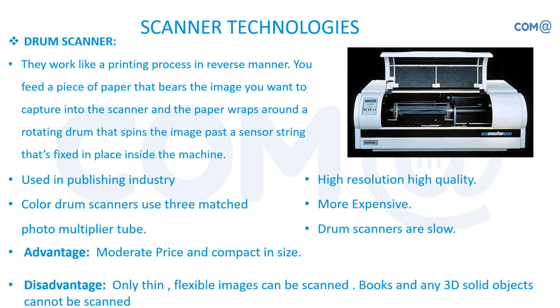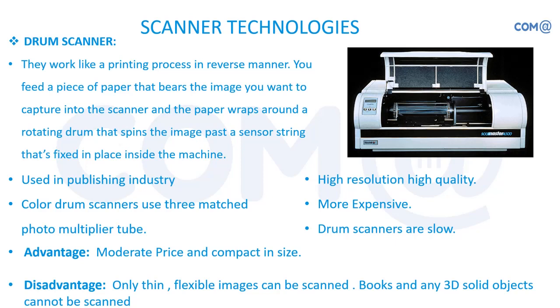It is used in the publishing industry where books are being published. Color drum scanners use three matched photomultiplier tubes. You have three basic colors, right? So that will be using the basic colors. High resolution, high quality, more expensive. Drum scanners are slow because of the operation and the effort to build the quality of service.